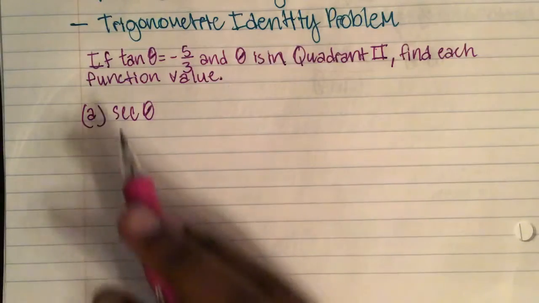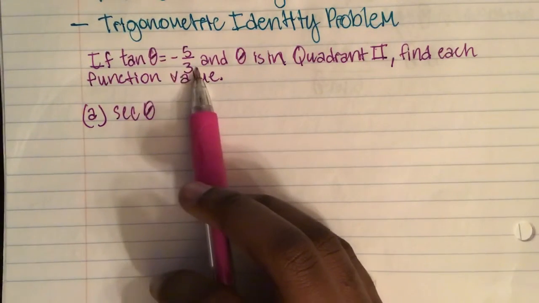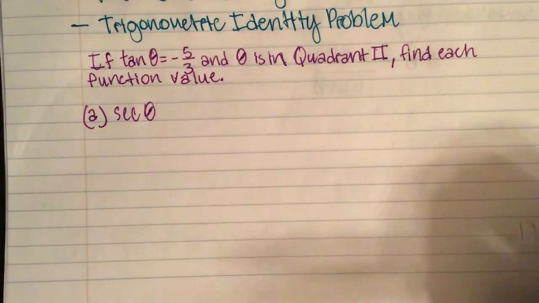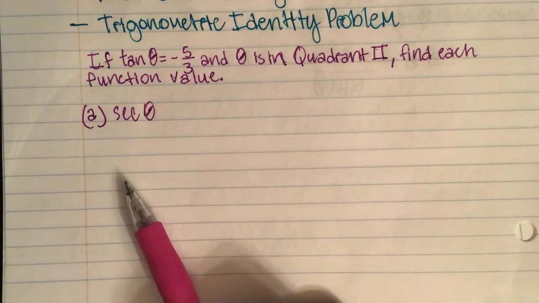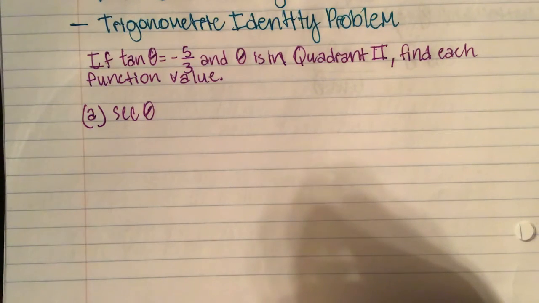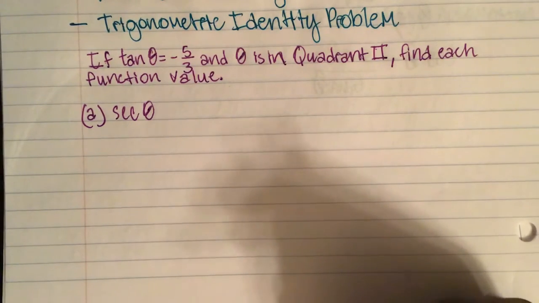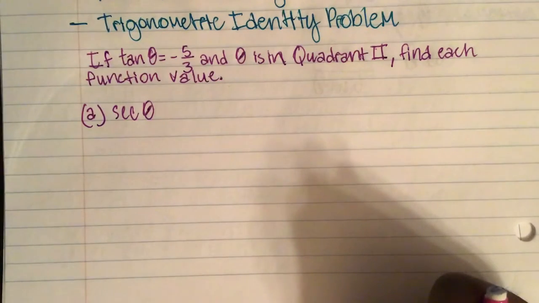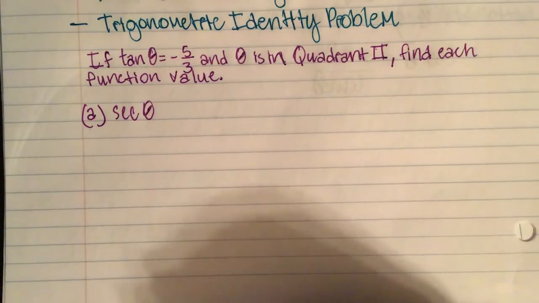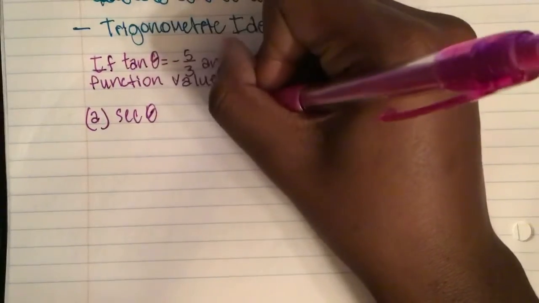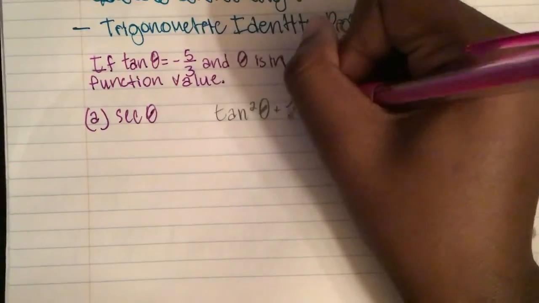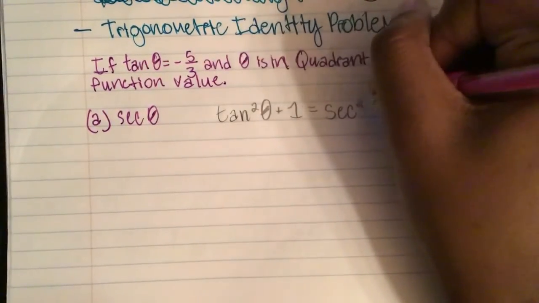So here our problem is: if tan theta equals negative 5/3 and theta is in quadrant 2, find each function value. Our first part of the question asks for the secant of theta. So we're going to have to look for an identity that allows us to find the secant of theta using tan. And that's going to take us back to our Pythagorean identities. Remember what I mentioned earlier. Our Pythagorean identity involving tangent and secant is going to be tangent squared of theta plus 1 equals secant squared theta.